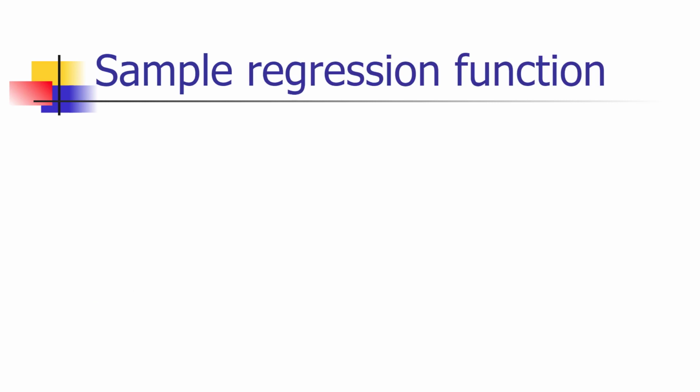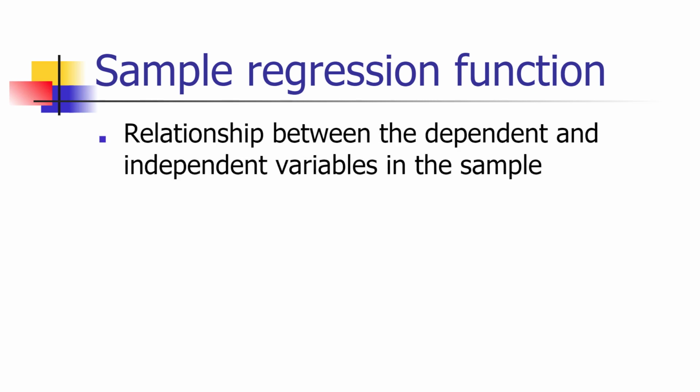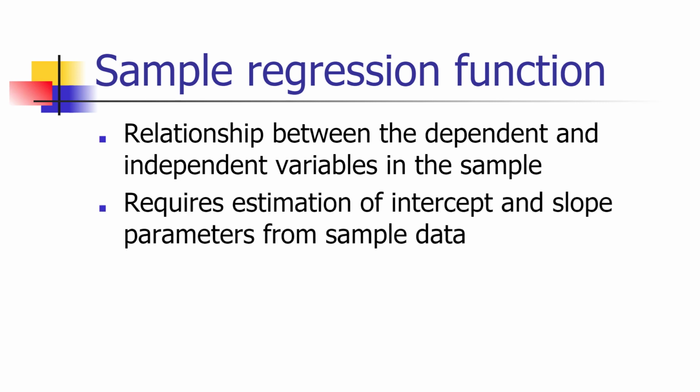The sample regression function is what we actually estimate from the data that we have in our sample. So it's a relationship that appears to exist between our observed values of the dependent variable and the observed values of the independent variable, because we don't know the true value of these parameters. Instead, we try to infer them from the data that we have. And each time you do this, you'll end up with a different estimate, depending on the nature of the sample. So we have to estimate the intercept and the slope parameters from the sample data.